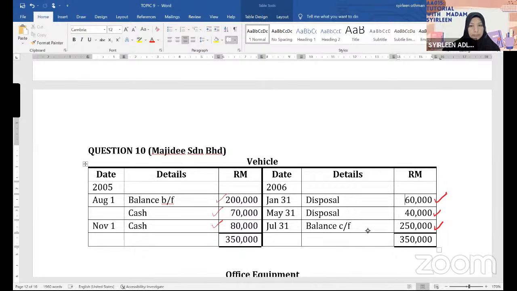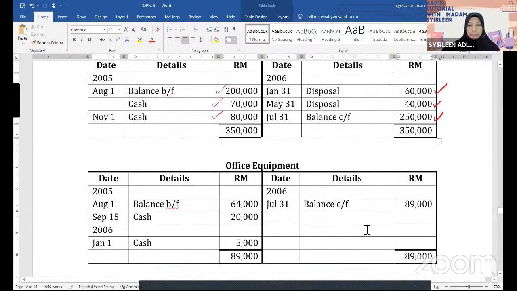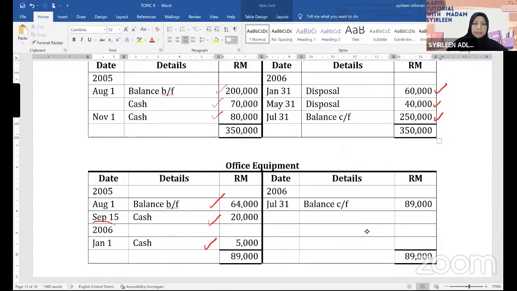Alright, okay. So office equipment tak ada beza, tak ada apa-apa transaction tambahan. So just ada balance. Okay. Lepas tu you beli 15th. Alright. And then you beli 1st of January 2006. So make sure you write the year. Sebab when you are doing two different years in one ledger, kita kena state tahun dia. Okay. So that you won't get confused. So balance dia is 89,000. Alright. Okay. Walaupun dia 2 tahun berbeza, this is actually the same accounting period. Okay, that is for office equipment.